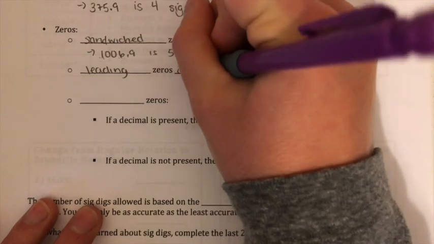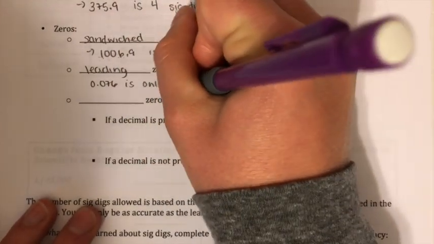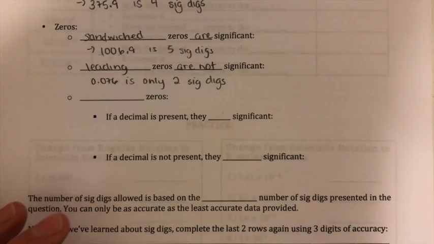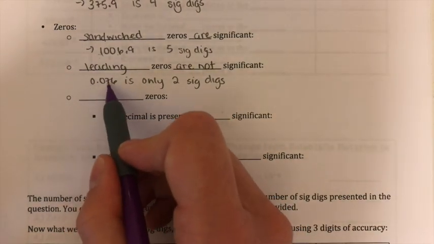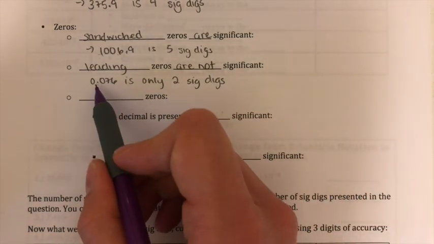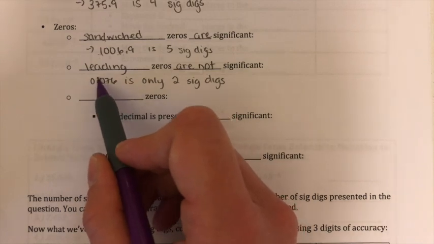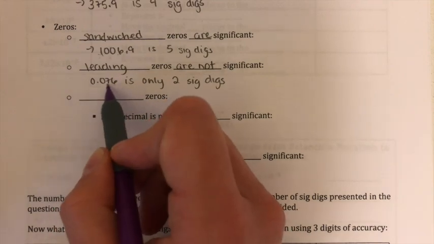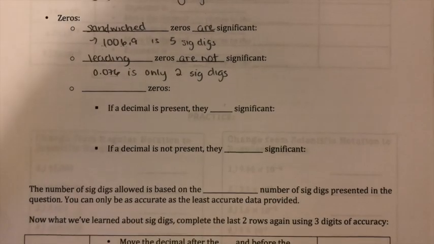If it's a leading zero, that means it's not significant. Okay, so 0.076 is only 2 SIGDIGS, because these zeros don't actually make it more or less accurate. If you didn't include the zeros, 76 is super not close to 0.076, but without that, the number wouldn't even make any sense. So those don't actually count, just the 7 and the 6 count as significant.